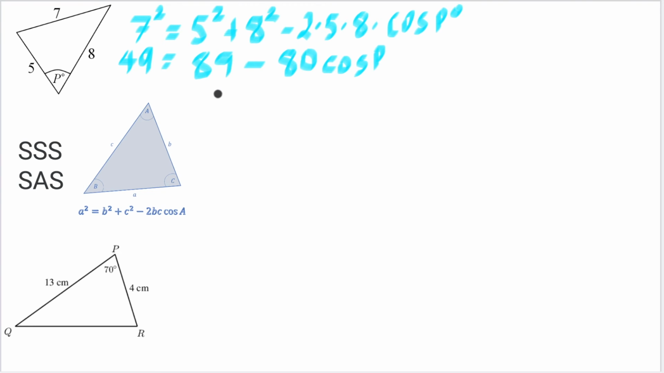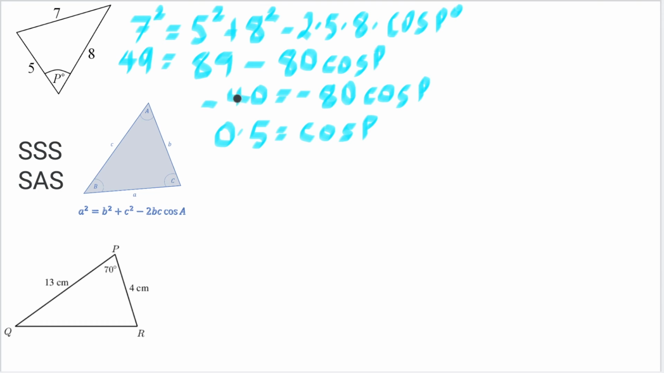And then the next step is we need to subtract 89 from both sides, and you get negative 40 equals negative 80 cosine of P. After dividing both sides by negative 80, because we want cosine to be by itself, we get 0.5. It is positive because negative divided by negative gives you positive, equals cosine of P. So we need to figure out the inverse function of cosine. It is cosine inverse of 0.5 equals P. So using your calculator, that's going to give us 60 degrees as the missing angle.